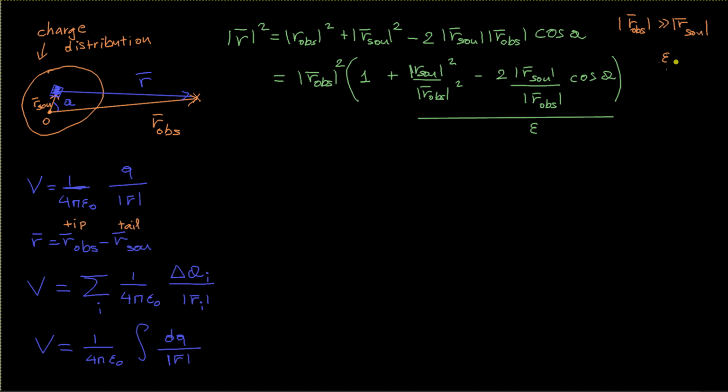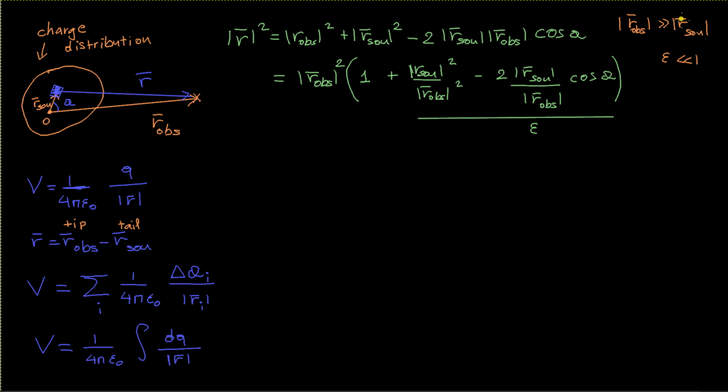Okay, this will allow me to say that epsilon is much less than 1 if you take a look at the numerator and denominator. Now, how can I accomplish this? Well, there are two ways. Either you make r_obs really large or you make r_source really small. Making r_obs really large means that your observation location needs to be very far away from the charge distribution.